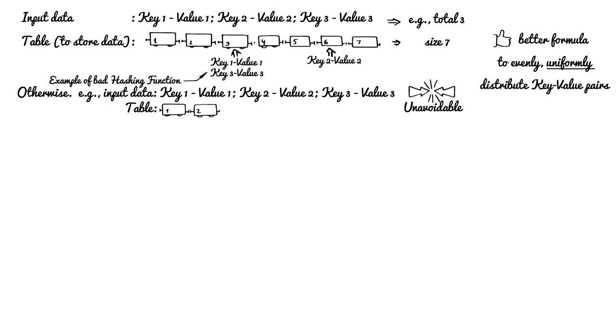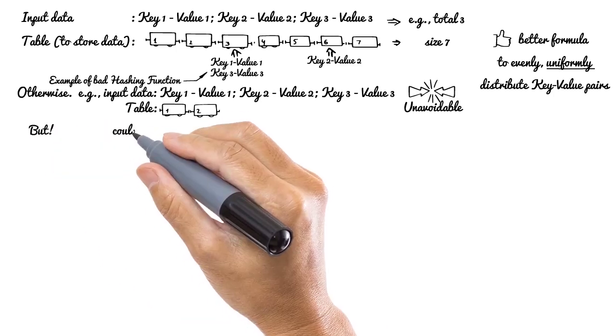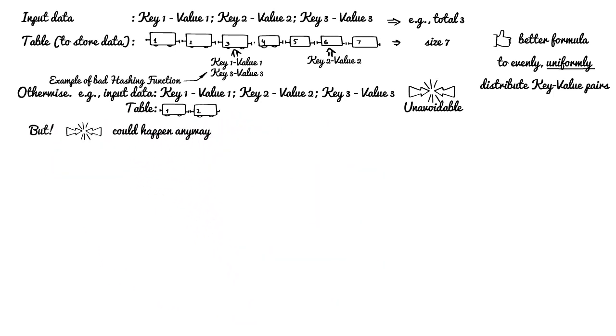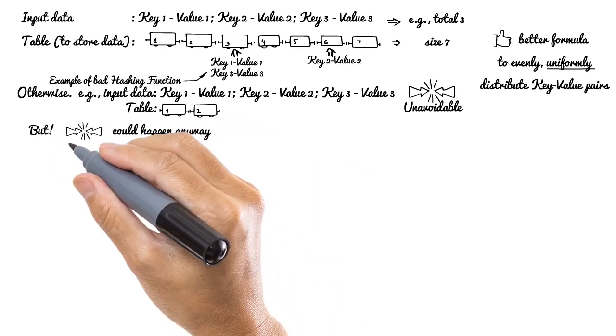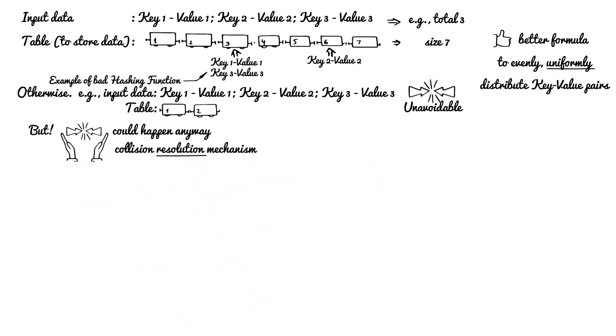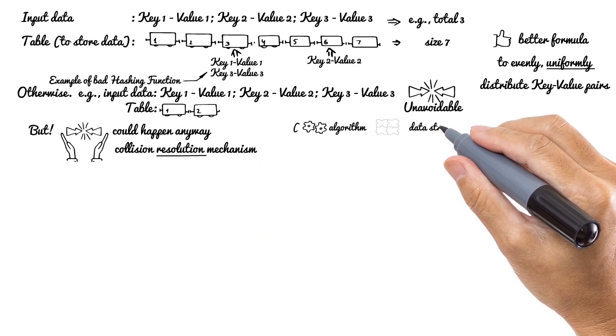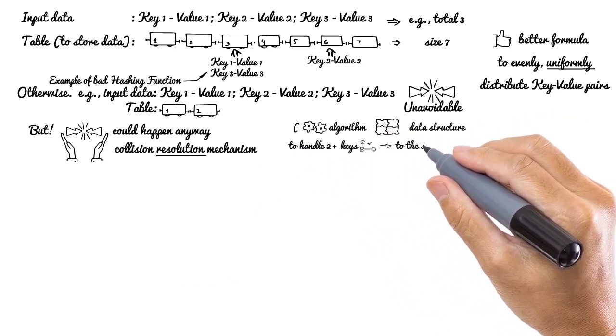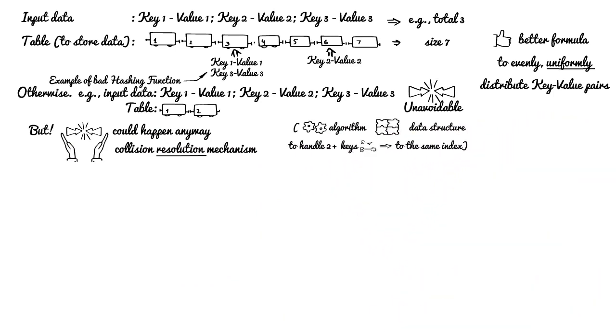Algorithm lecturers could share recommendations on how to make it more effective, how to find trade-offs between considering the whole key value for index calculation, which might be costly, with just part of it. But collisions could happen anyway, so they need to be handled somehow. We need to implement a collision resolution mechanism. Choose an algorithm and data structure to handle two or more keys that hash to the same table index.